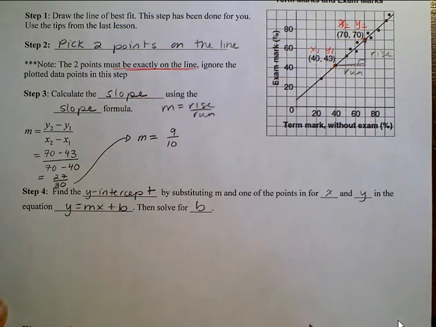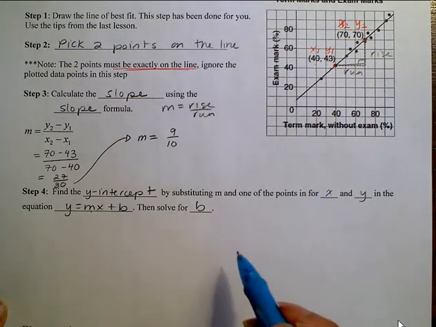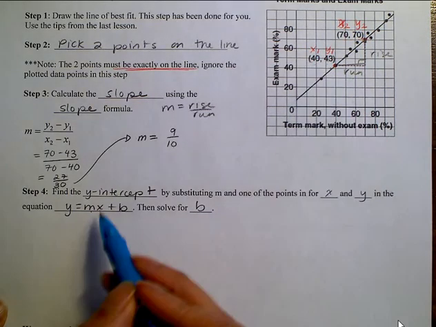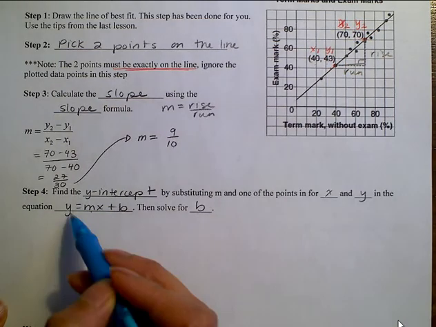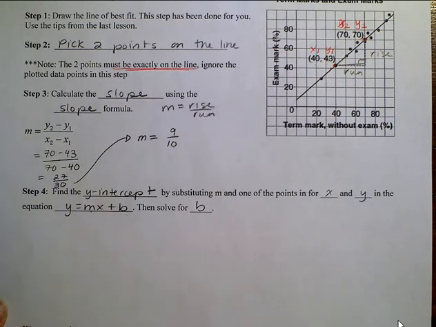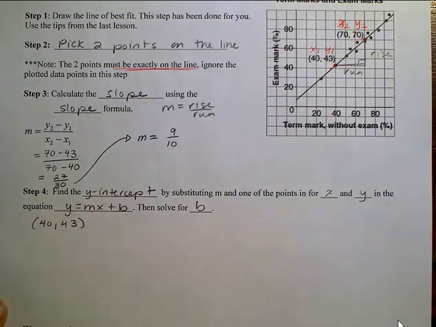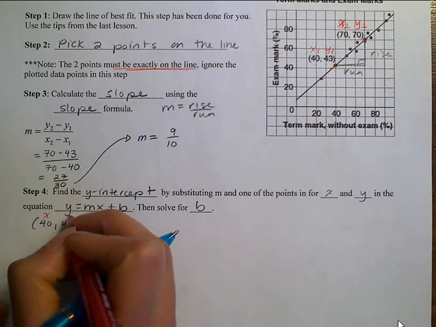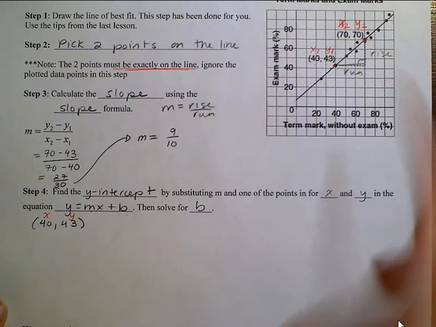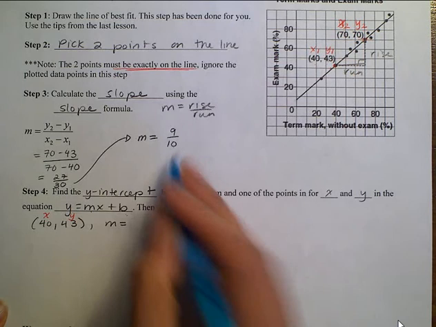So to recap, we're going to take our slope and we're going to put it in this position. We're going to take one of our points, x and y, so let's say we chose this point here. 40 would go in for x, the 43 would go in for y. That would leave us with only one variable to solve for, allowing us to solve for b. So I'm going to take the point 40, 43, and substitute the 40 in for x and the 43 in for y. Now again, you could have chosen the other point, 70, 70, and that would also work. So that's my point. And then my slope, I calculated that to be 9/10.